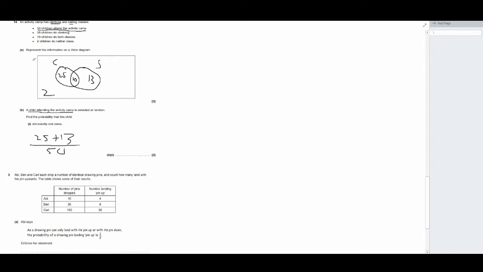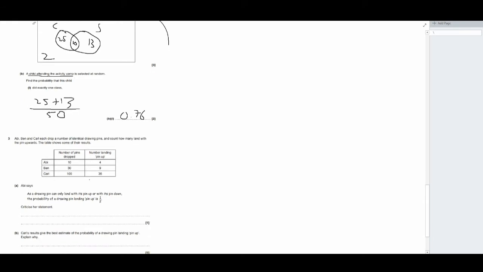Always remember what your probability is out of. You're told up here, big arrow, 50 attend the activity camp. So it's 25 plus 13, 25 doing only climbing, 13 doing only sailing, out of 50. And this is 0.76. Or you can write it as a fraction. They both mean the same thing.